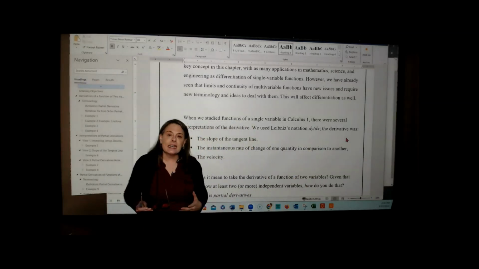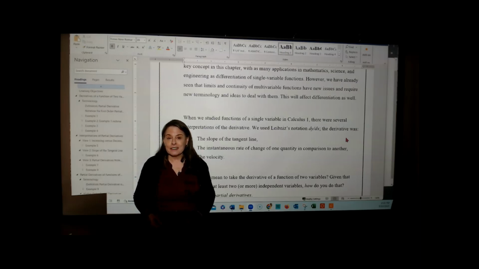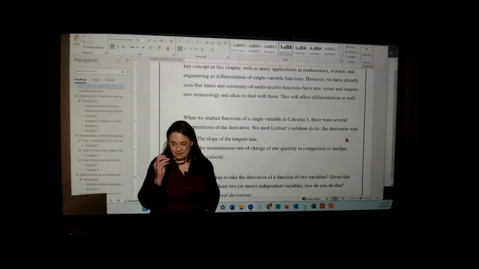Now, we've already seen that when you have a function of multiple independent variables, there are other issues that arise that did not arise in the case of a function of one variable. So our question now is, how do you take the derivative of a function of multiple independent variables? And the answer to that is partial derivatives. I'll share my screen so we can get started.